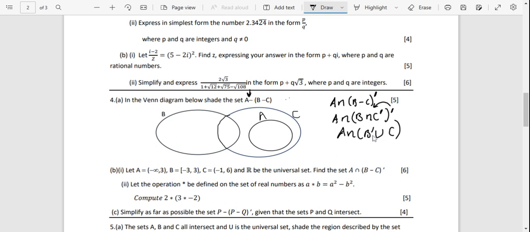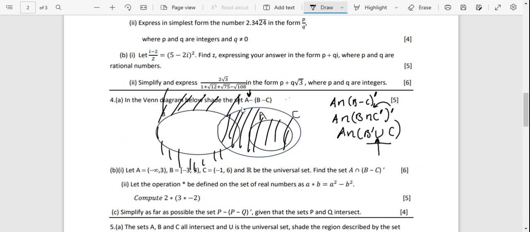Now, for the shading, I've got B complement union C. Remember the Venn diagram has already been given. You want what is outside B but should be in C. Okay, that is a B complement. Sorry, not what is in B but is in C, but this is a union. I thought it's an intersection. So B complement union C means shade everything outside B together with the set C. So everything outside B, all this, together with the set C is this.